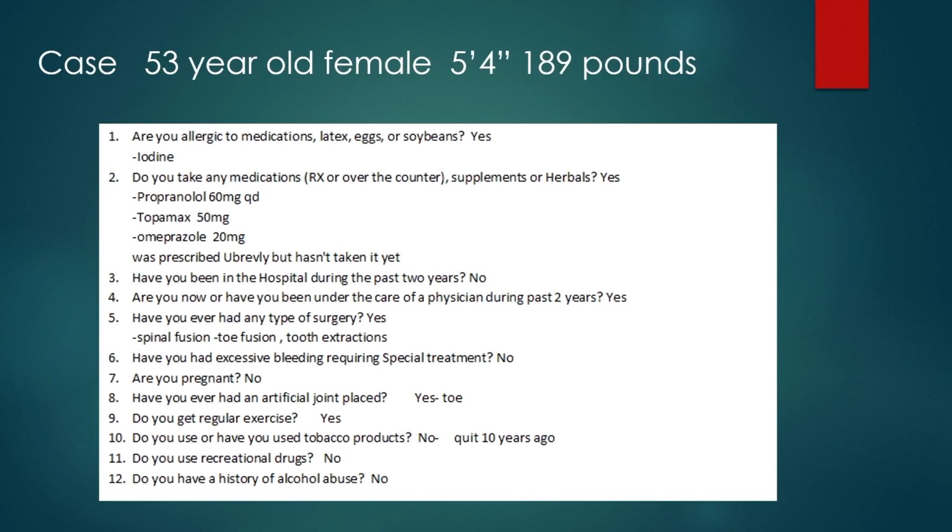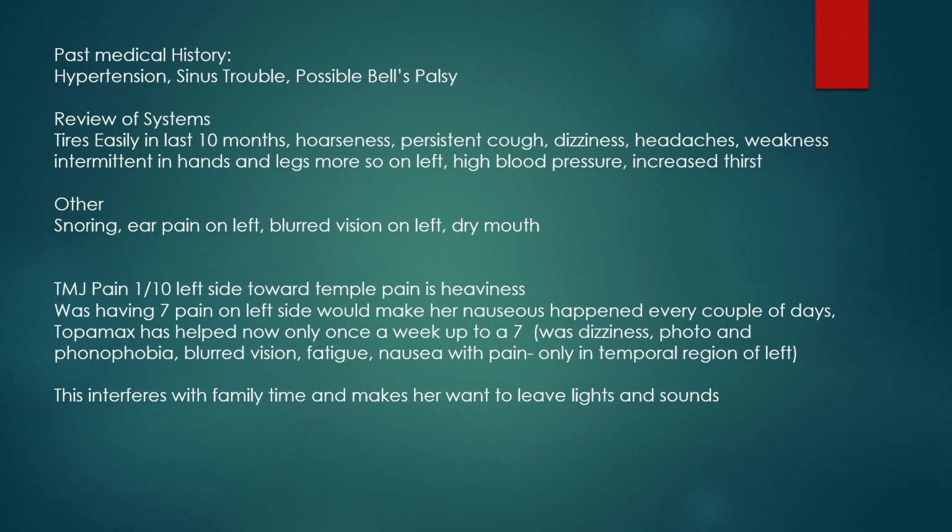So I did have a patient who had been diagnosed with possible Bell's palsy, but she also said that she tires easily. She has hoarseness. She has a persistent cough. She has weakness intermittently in her hands and her legs. She came to me primarily because she had this tired feeling in her face, or that's how she described it, like a weaker feeling in her face. And she also had some pain associated, which I later decided was basically the muscles trying to compensate. But it interferes with her family time.